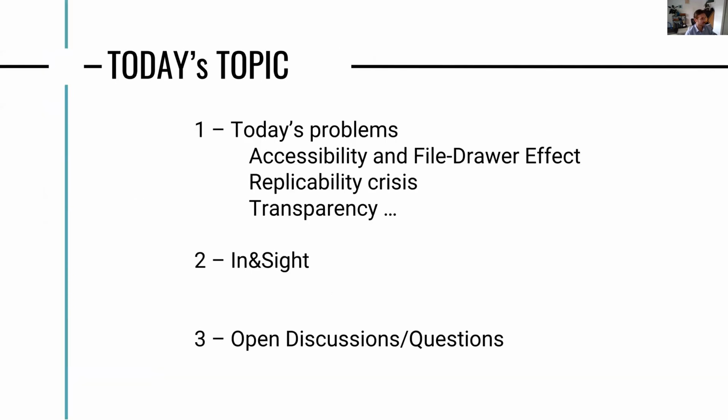But I guess it's because I wanted to solve some problems that I have seen in science and in science publishing. And so in the first part of this talk, I will be focusing on some of the problems that I found in this world. So some would be related to the accessibility of science. Then there would be a small part about the file drawer effect. There would be also a part about the replicability crisis, some problems we have related to the transparency in science and specifically in science publishing.